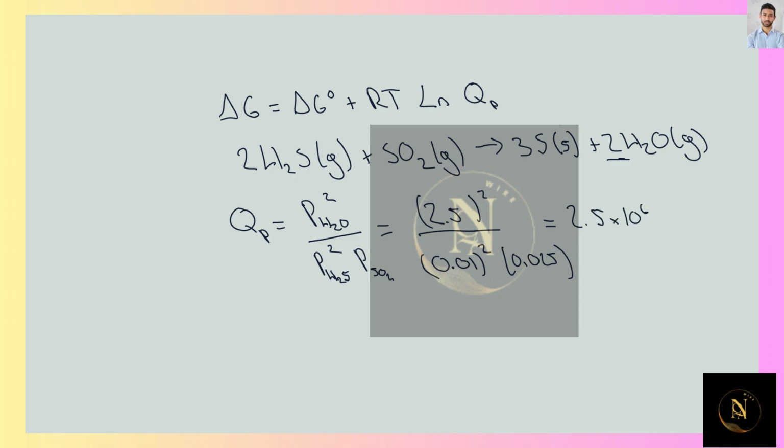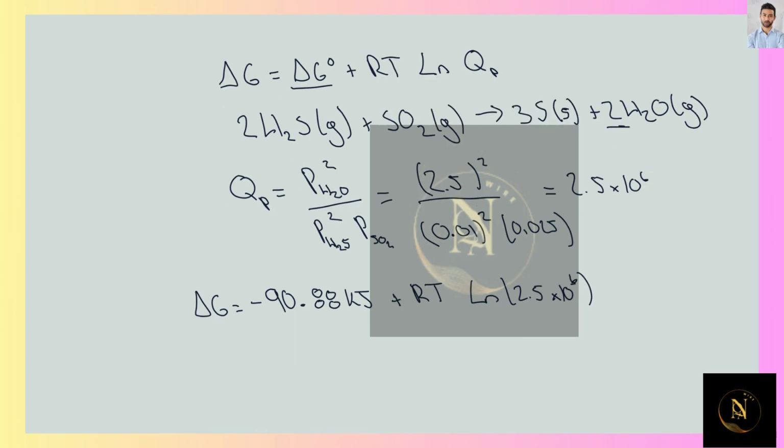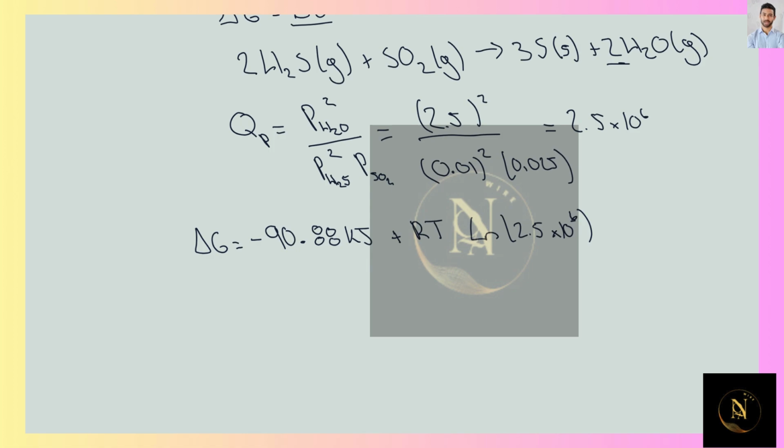So now the only thing that we need to do is employ this value for Qp in our original equation. We're given the value for delta G naught, which is minus 90.88 kilojoules. And finally, we need to take the values for RT and the logarithm of 2.5 times 10 to the 6. So now the only thing that we need to do is substitute the values.